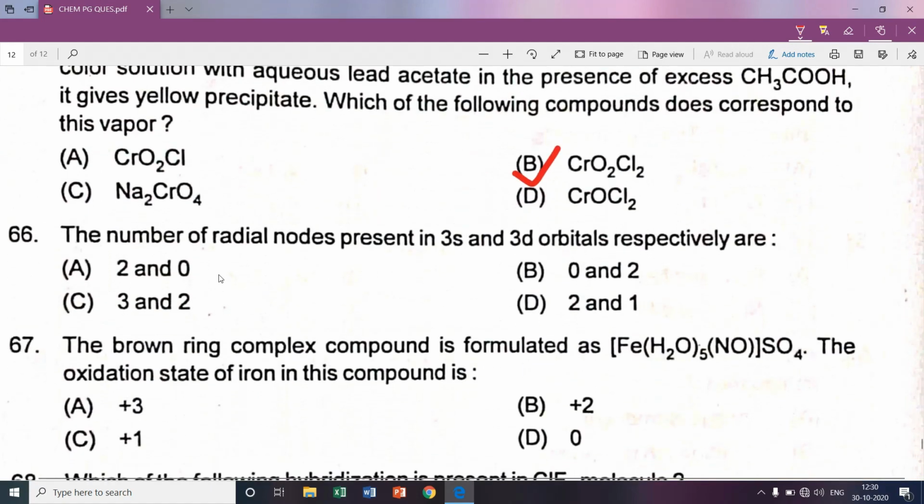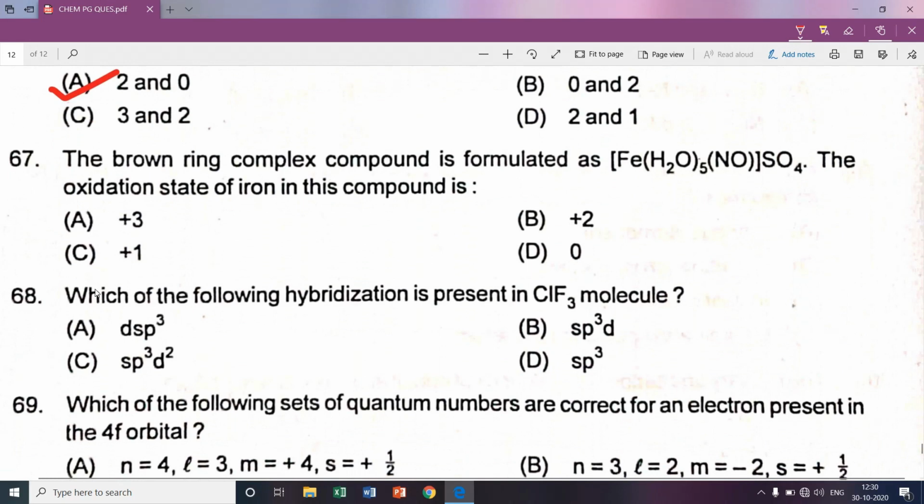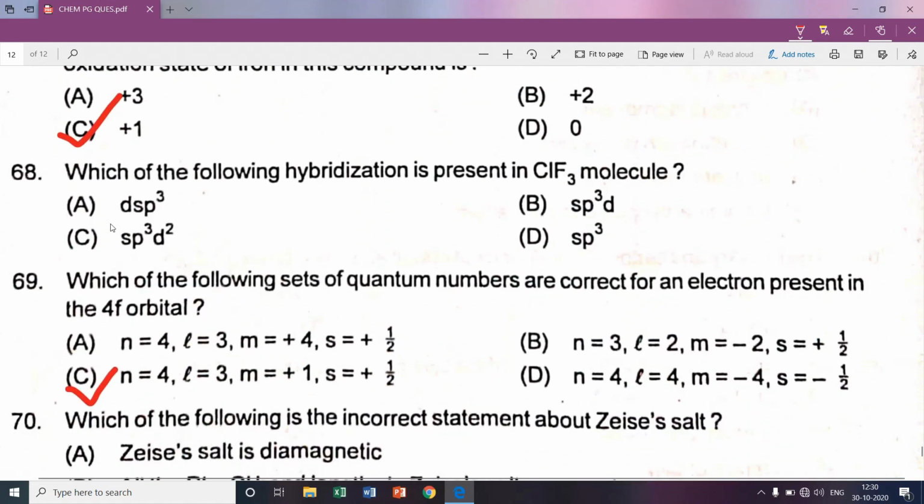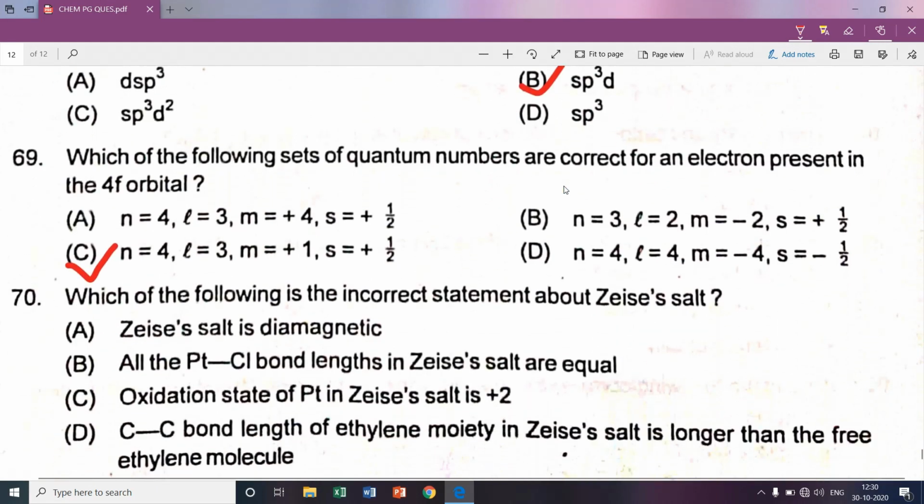Question number 66. The number of radial nodes present in 3s and 3d orbitals respectively are? 2 and 0. Answer is option A. 67. The brown ring complex compound is formulated as this. The oxidation state of iron in this compound is? +1, that is option C is the right answer. 68. Which of the following hybridization is present in ClF3 molecule? sp3d hybridization is the right answer.